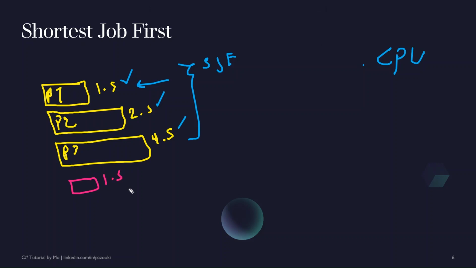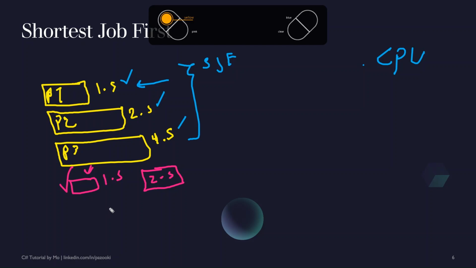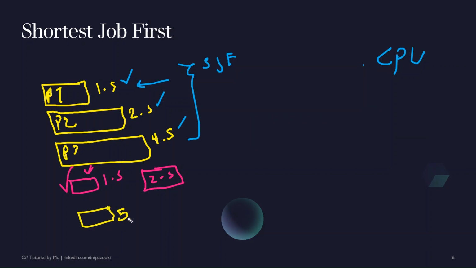Now consider that we have 2 new processes coming. The first process needs 10 seconds and the second one needs 20 seconds. So at first, the CPU will select the shortest one. After completing the shortest one and before selecting the second process, a new one will come that needs 5 seconds. The CPU will prioritize the first process over the second.